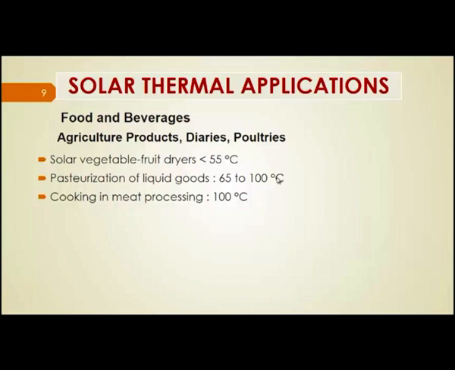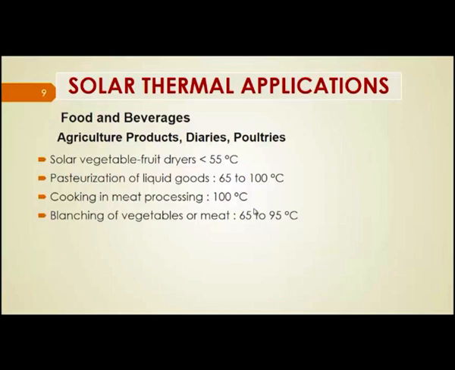Cooking in meat processing. Then blanching of vegetables or meat. Blanching is a process where the material is heated to a high temperature and again lowered to a very low temperature. Blanching of vegetables or meat is done between 65 and 95 degrees centigrade, according to the vegetable or meat being used. And then drying and evaporation of fruits and vegetables.